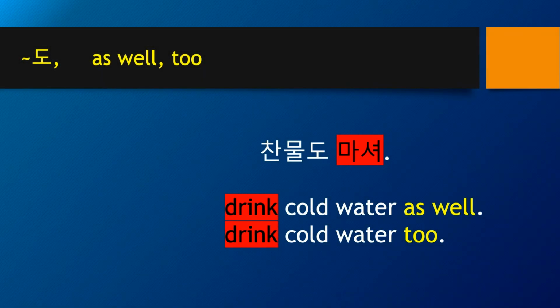Okay, let's build up some clauses or sentences using 도. Drink cold water as well, or drink cold water too, can be said in Korean as 찬물도 마셔. 도 is as well or too. We already learned that 마셔 is asking or suggesting to drink. 찬물도 마셔. Drink cold water as well.